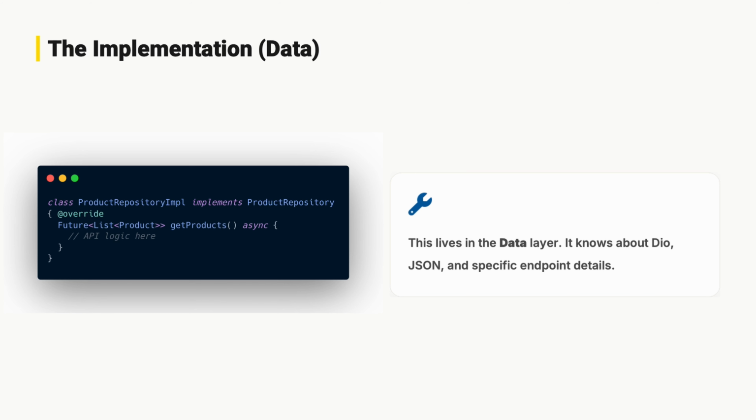The data layer implements the repository. It contains the concrete API or database logic. The UI and domain layers don't know or care how the data is fetched. They just rely on the contract defined in the domain layer.